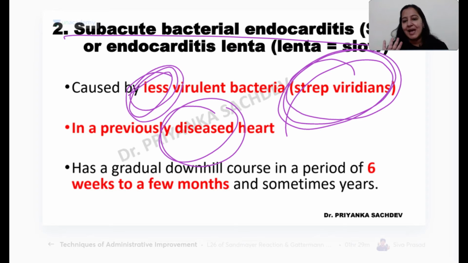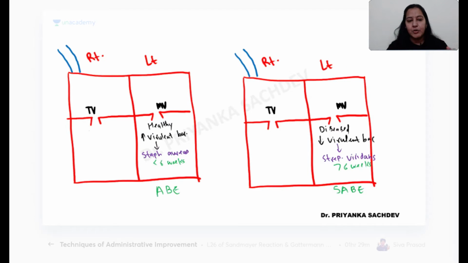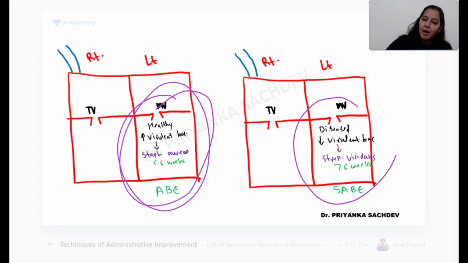Here the person already has a disease, so the wall is already weak, so even less virulent bacteria will cause disease. That is the concept here. And here more than 6 weeks is required because bacteria is less virulent, so more time is required. So that is the difference between ABE and SABE.